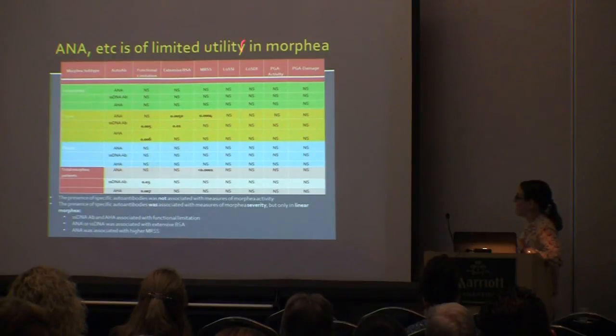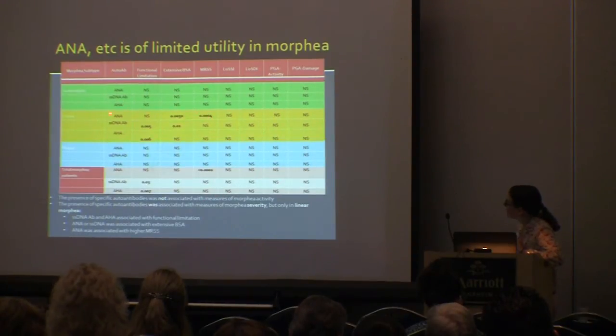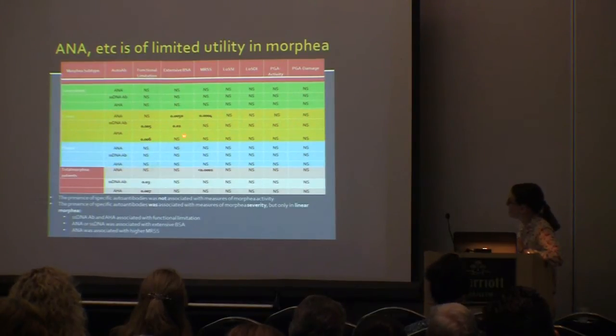And what all these NSs mean is that none of these antibodies, or the presence of them in people with morphea, was associated with any clinical outcome except for these very few areas here in terms of anti-nuclear antibodies and maybe a little more extensive body surface area.